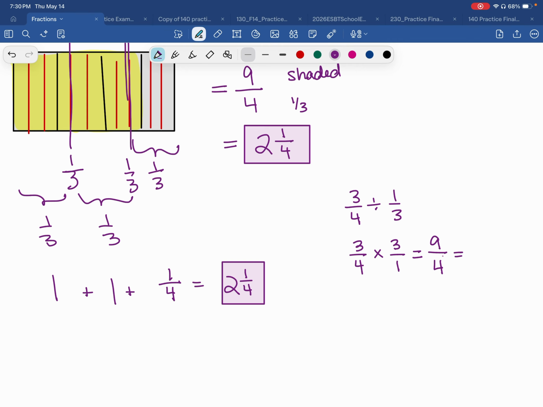And we have 8 pieces, and 4 pieces make a whole. So that gives us 2 wholes and 1 out of the 4 left over. Okay, so it matches up with what we've done there.